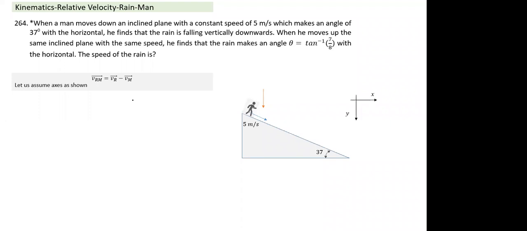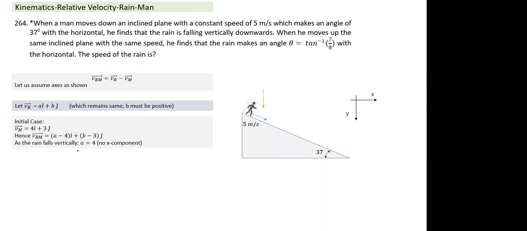Let's assume the axes as shown. I have taken this as the x-axis and this as the y-axis. For rain falling, I mostly prefer to have the y-axis in the downward direction, so that I know the y component is always positive. B must be positive, and depending on the man's velocity, VR will remain the same. VRM alone will change depending on the motion of the man.